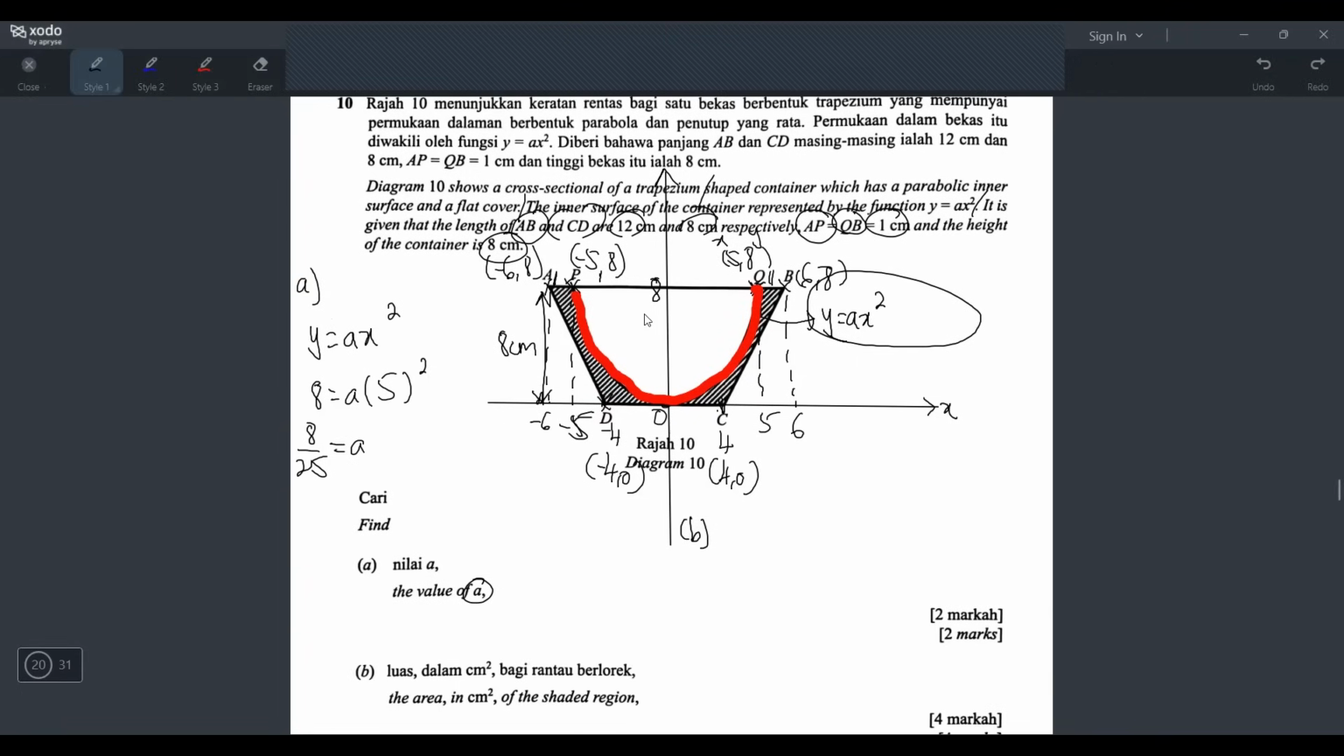Okay, B, area of shaded region. It means this area right here. Okay, so how do we find the area of the shaded region?